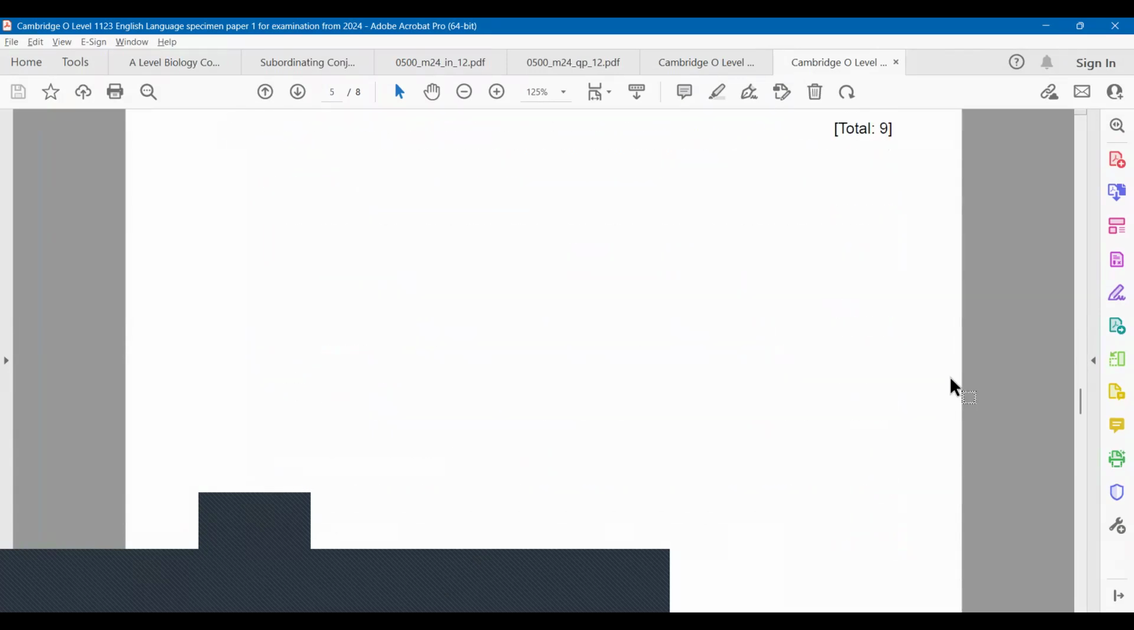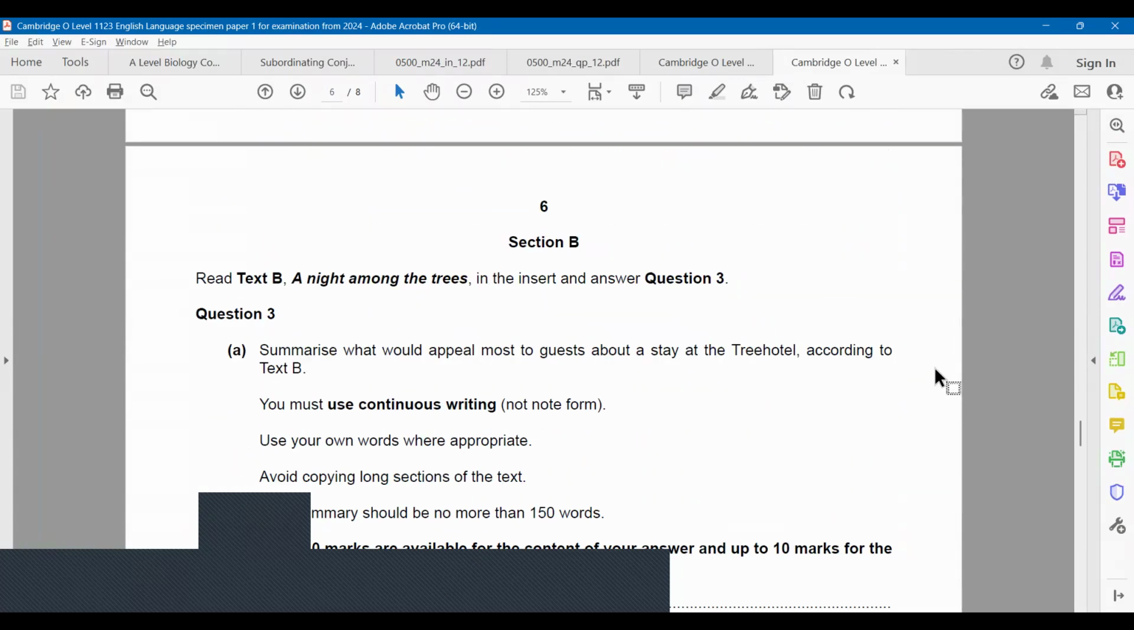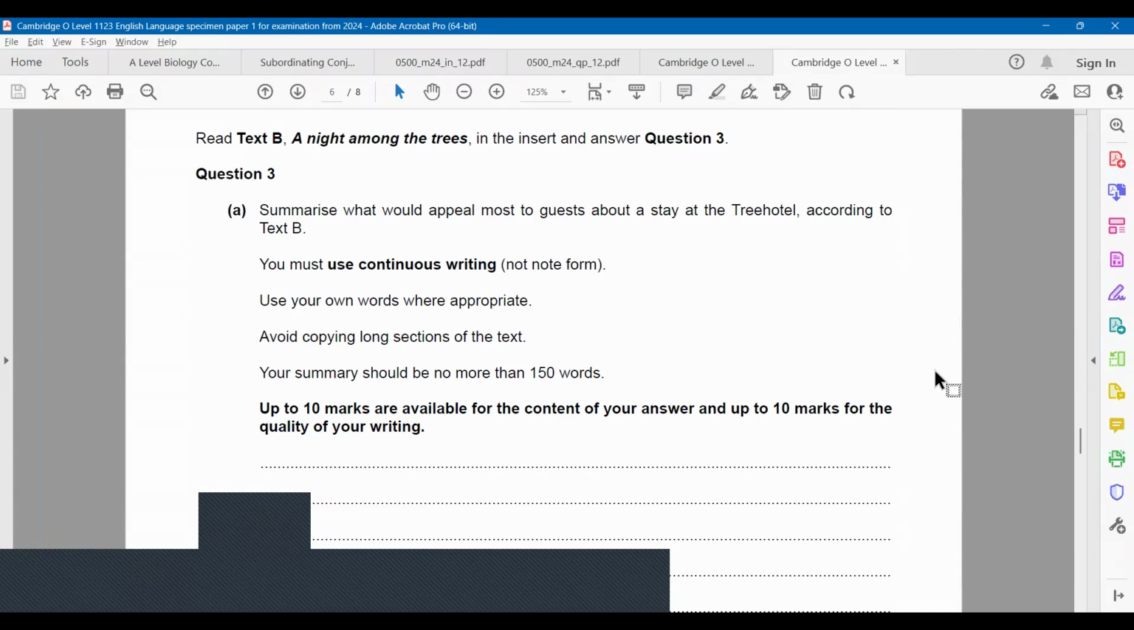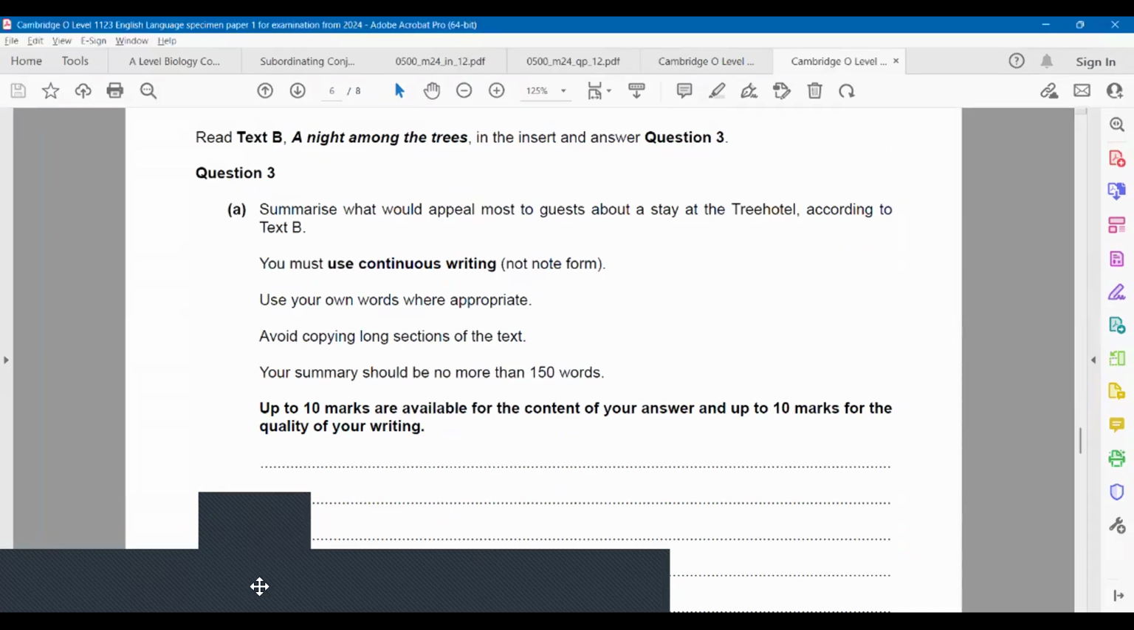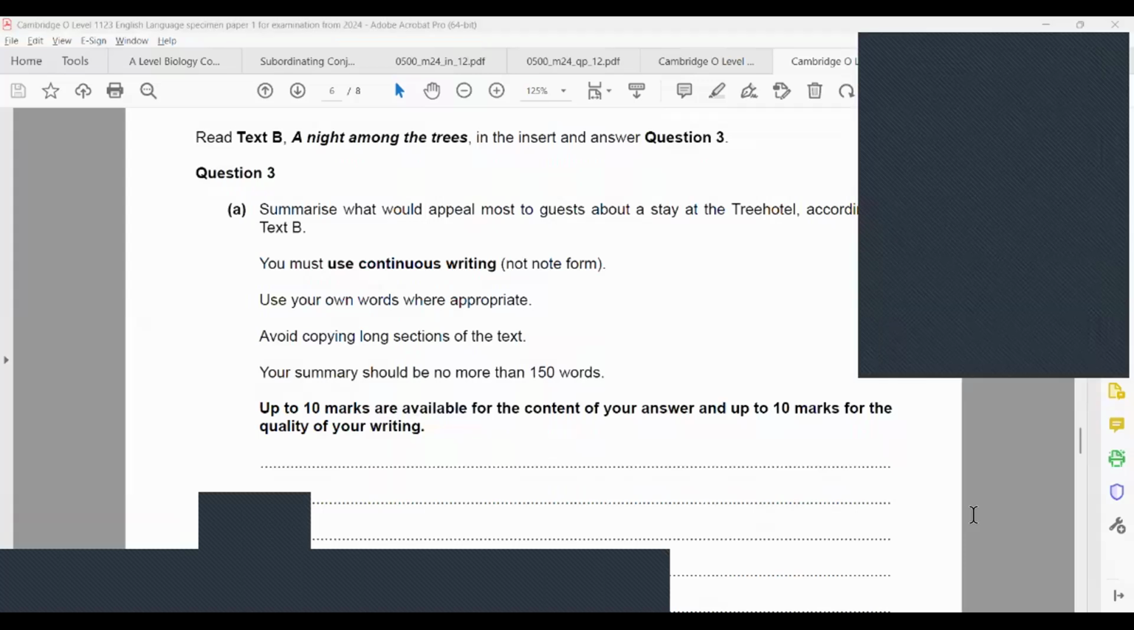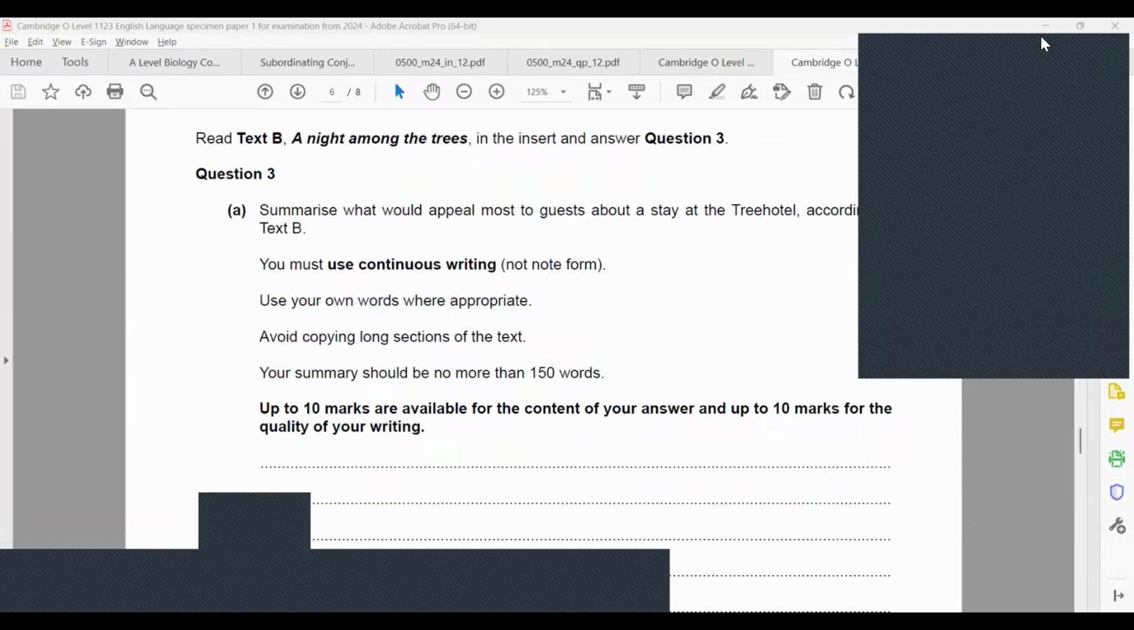Any questions before we move on to the next part, which is the summary? Any questions, Farwa? Okay, good.